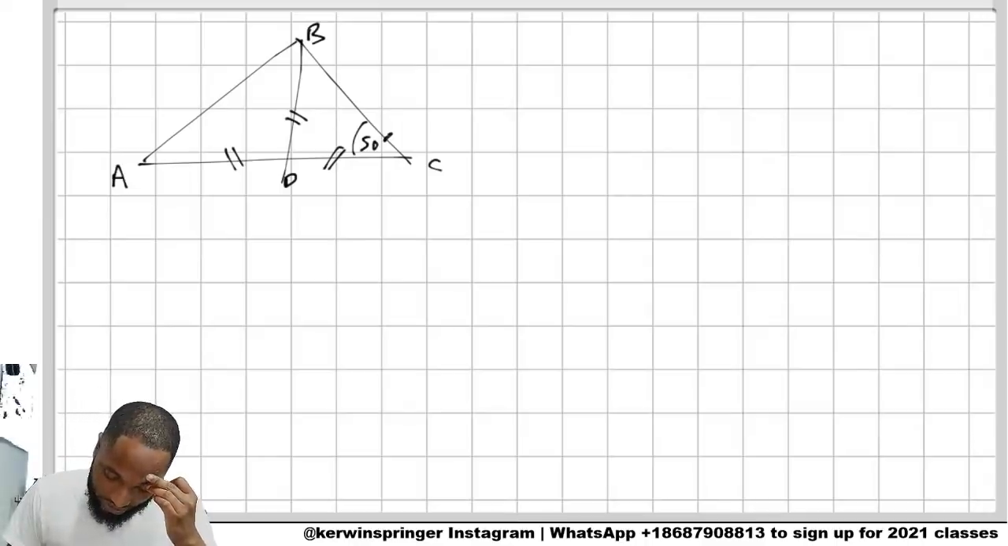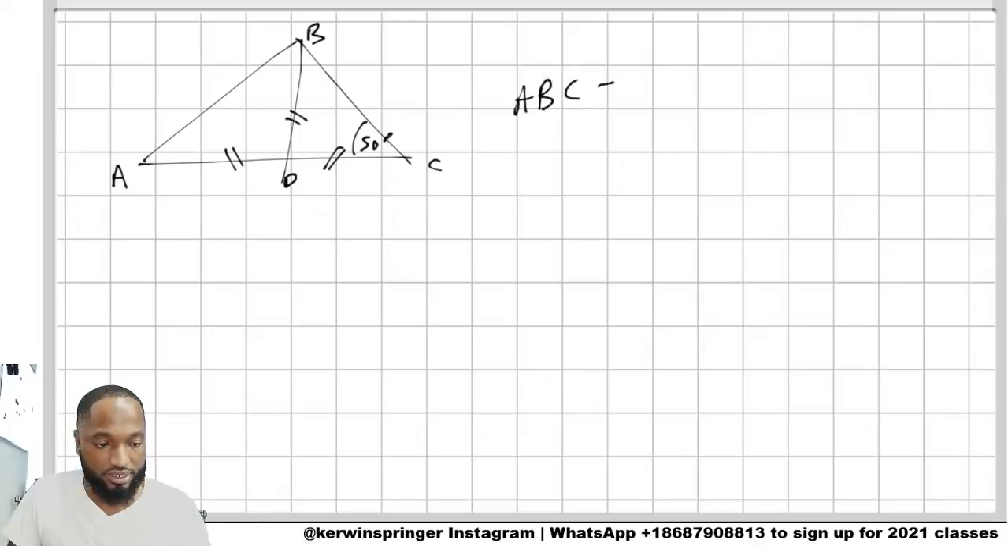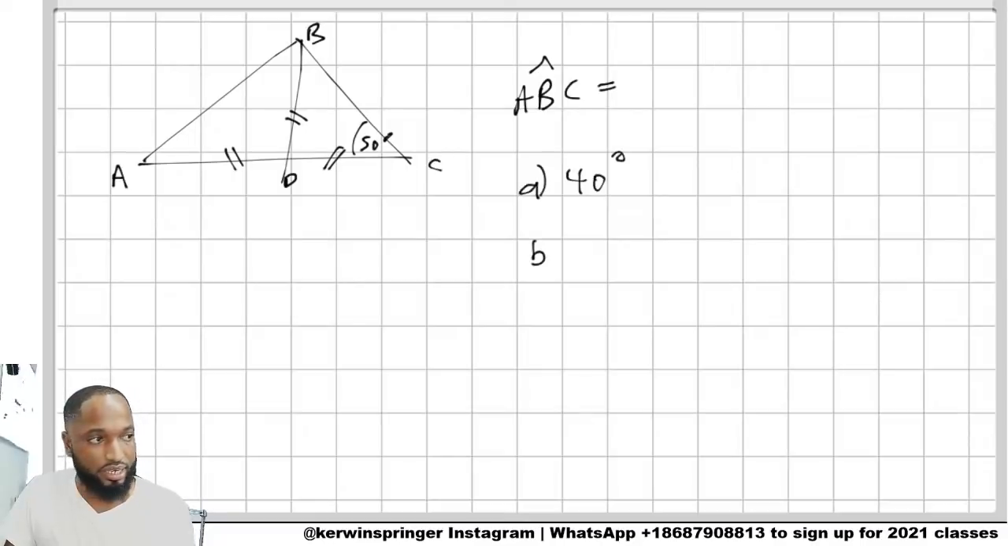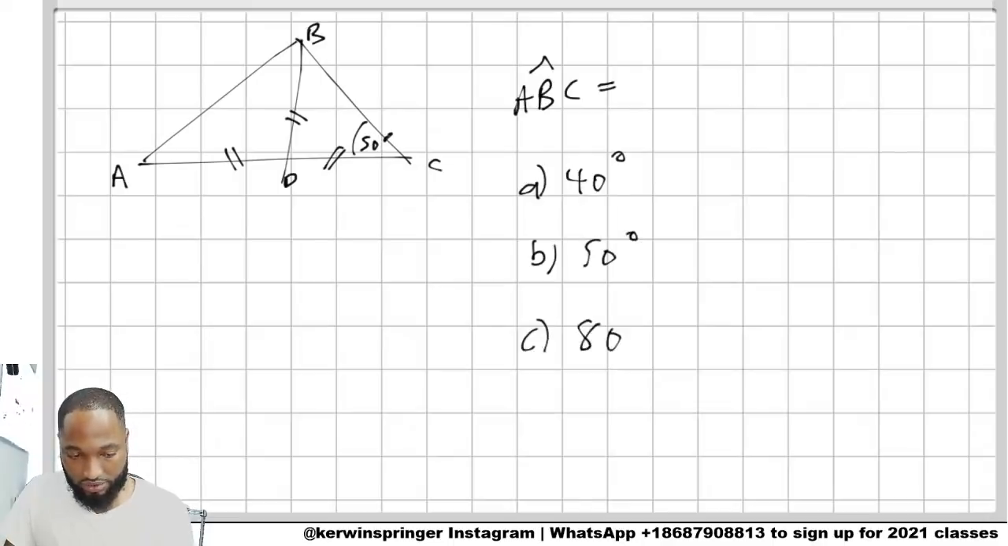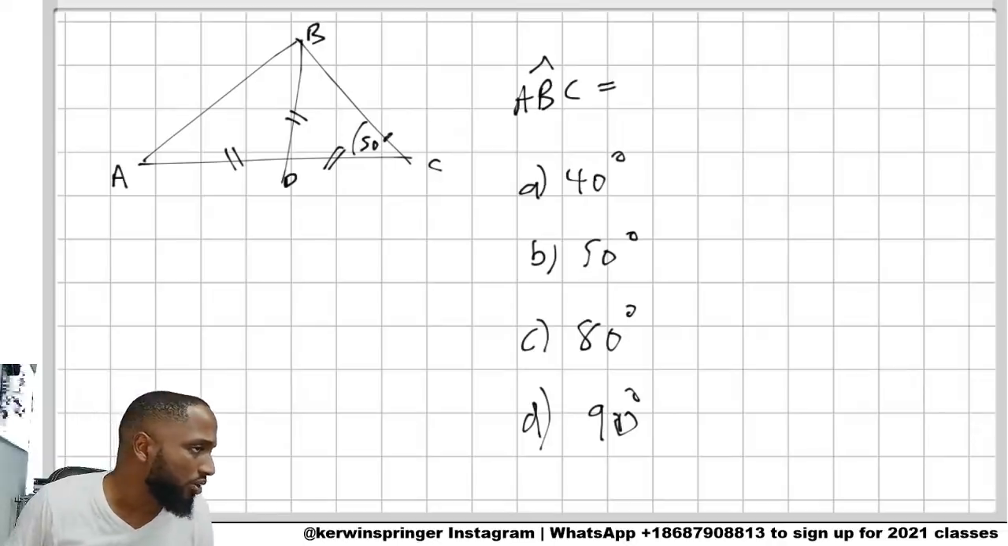In the figure above, ABC is a triangle in which AD is equal to BC. BD is equal to CD. Alright, fair enough. So you want to know what the angle ABC is. What is that angle? ABC, and they're going to put like A is 40 degrees, B is 50 degrees, C is 80 degrees, and D is 90 degrees. After this question, I'll just take a little skim through and see if I see any more interesting questions, and we'll call that judge.